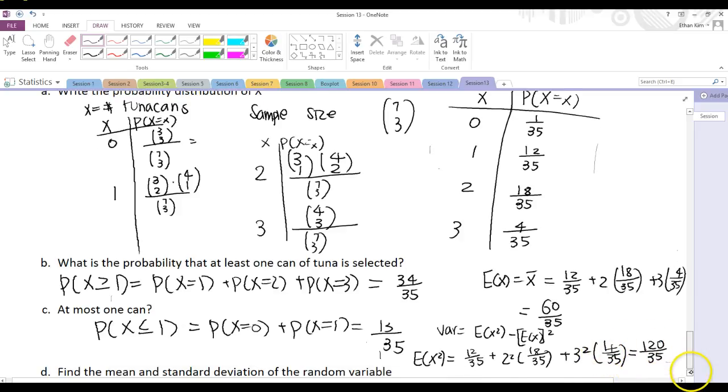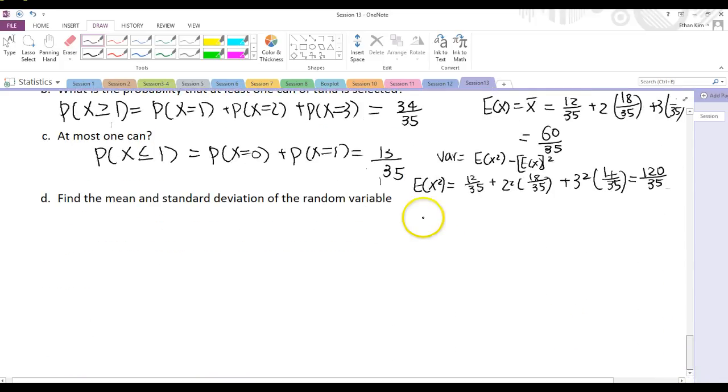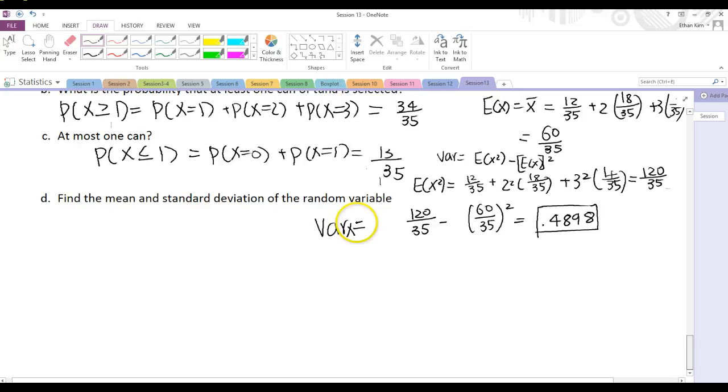Okay, and we're not done yet. We have to look for the variance. So to do so, we take this second moment and subtract the first moment squared. Okay, so this is the variance of x. If you do this, you're going to get this variance. And since we're looking at the standard deviation, we have to take the positive square root of this number, and this is about 0.7. Okay, so that's how you find mean and standard deviation.